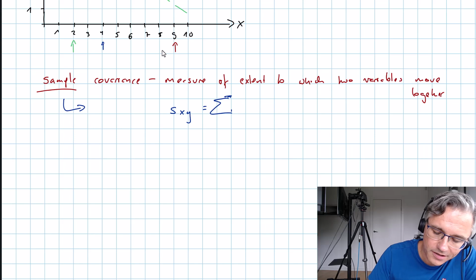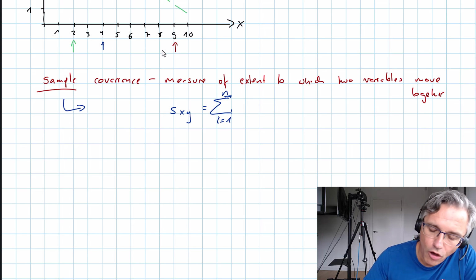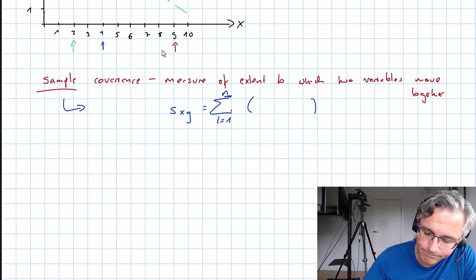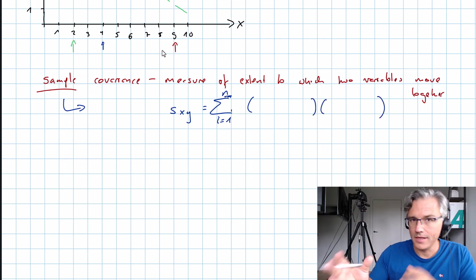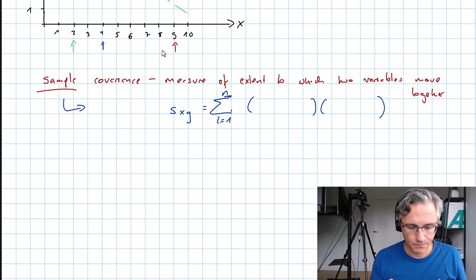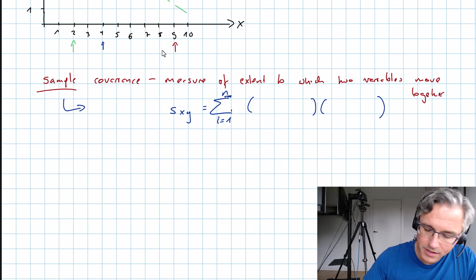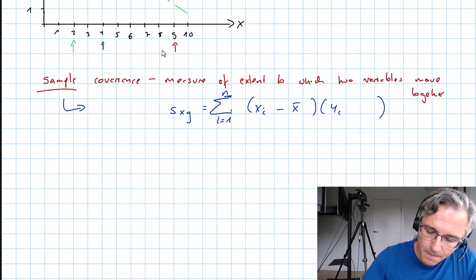We're going to take the sum, starting with i equal to 1 and finishing with n, of products, as in the results of multiplication. Let me write it out first and then apply it, and you'll see what we're doing here. Then divided by n minus 1.